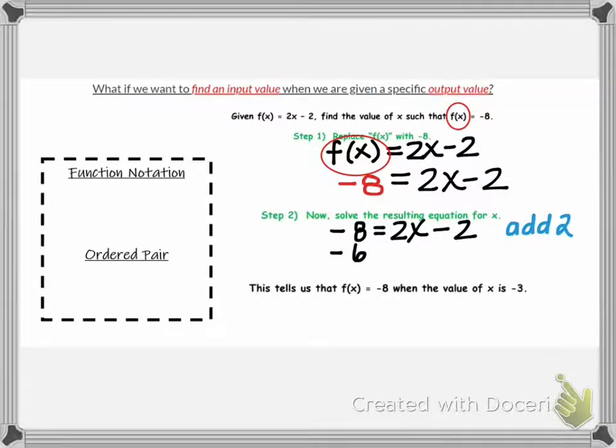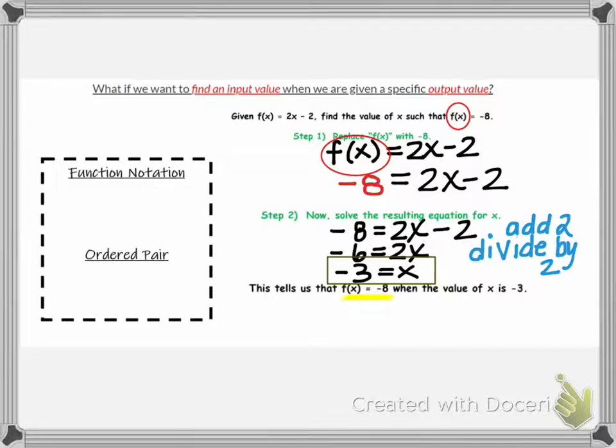So to solve this, I would add 2 to both sides. That would give me negative 6 equals 2x. Then I would divide both sides by 2, and I'd get x equals negative 3. So this tells us that my function f of x equals negative 8 when the value of x is negative 3. So that means I need an input value of negative 3 in order to generate an output value of negative 8. Let's make sure we have those input and output values straight.